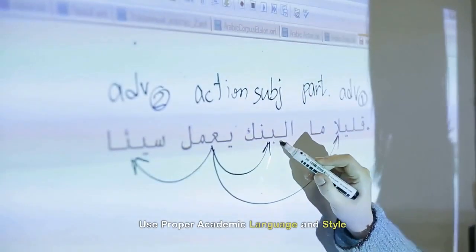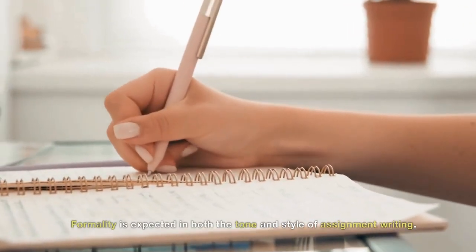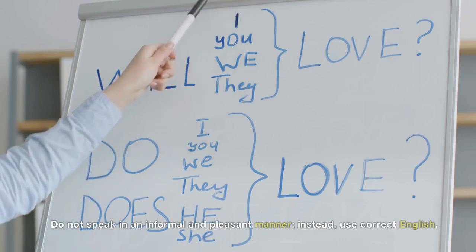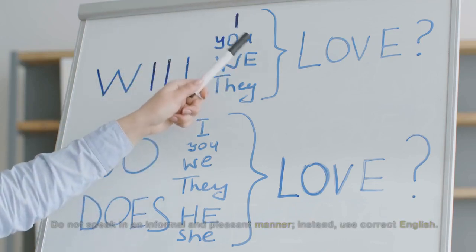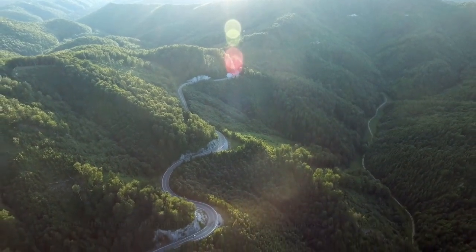Use proper academic language and style. Formality is expected in both the tone and style of assignment writing. Do not speak in an informal and pleasant manner. Instead, use correct English. Check that your orthography and the way you've phrased things are accurate.